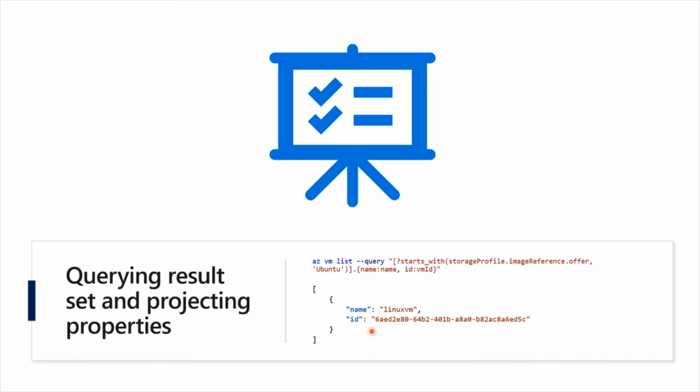If you want to query a results set, projecting properties using the array operator, you can create queries that filter your results set by comparing the value of various JSON properties. So in this array operator, you use a question mark, starts with, storageProfile.imageReference.offer, with the value ubuntu, and the name and the ID is the VM ID. Then you have only one because you filtered it with the ID, and the name is Linux VM, and the ID is this.